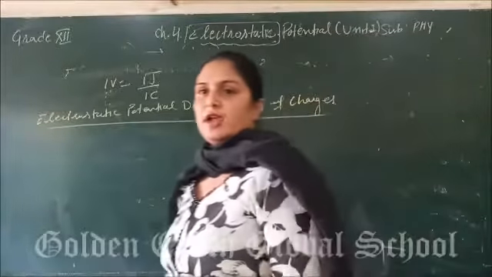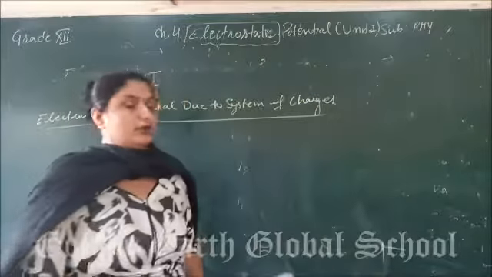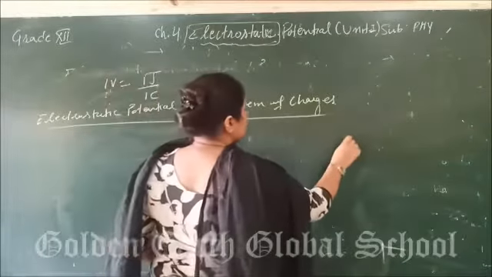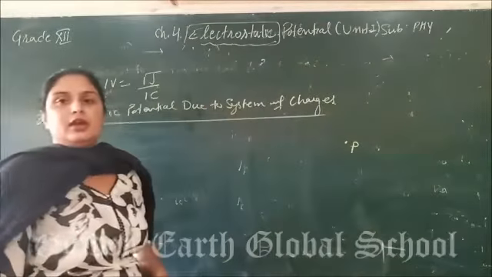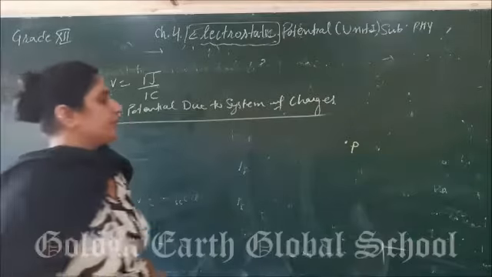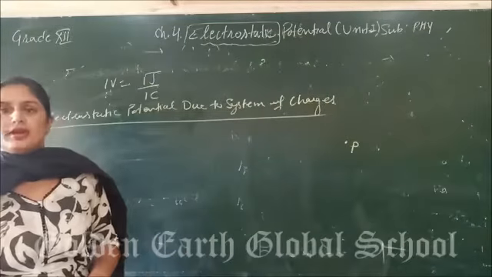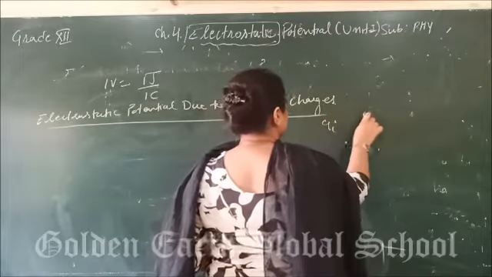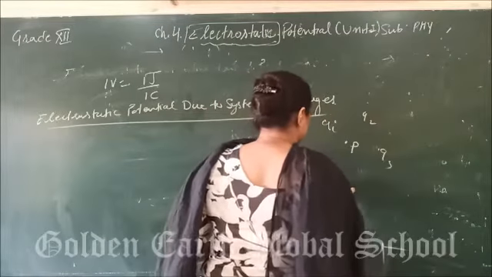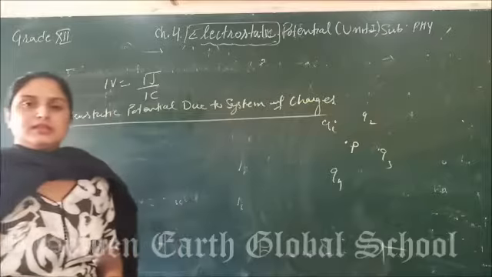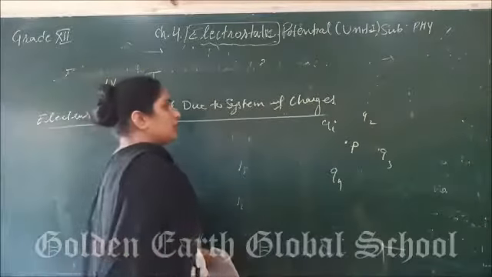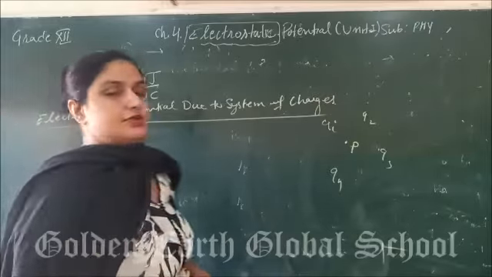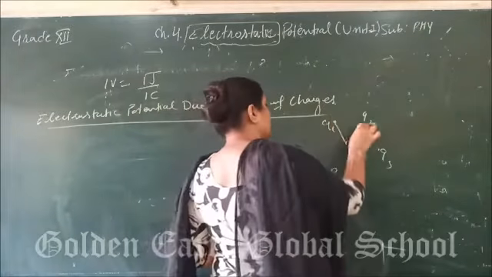In the last case, we have only the 1 point charge and we have calculated the potential at a point. Now let us suppose this is the observation point P. Around this point P, there are a number of point charges present here. Let us suppose Q1, Q2, Q3 up to Qn. These are the charges that are present around the point P. So we have to calculate the electrostatic potential at point P.